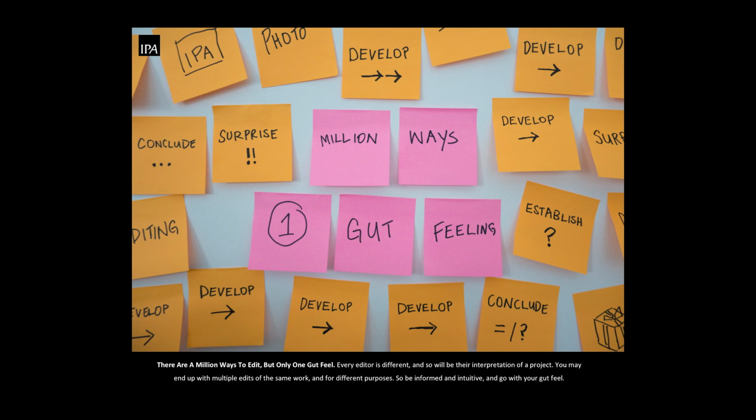So once you've done an edit and arrived at some place where you have your final set of images, what's right and what's wrong is a matter of perspective. Sometimes it's about that one gut feel that yes, this is right, this is my final edit.